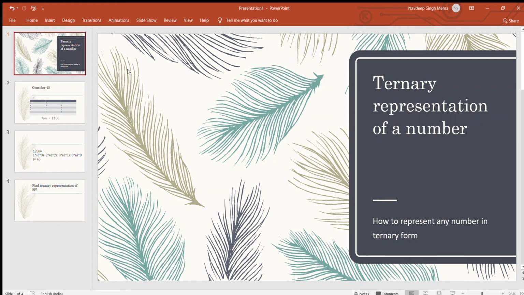Hello everyone, in this video we are going to learn how to represent a number in ternary form. We are going to learn the ternary representation of a number. So let us get started.